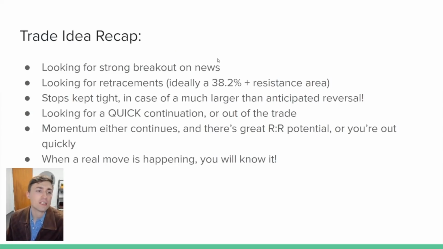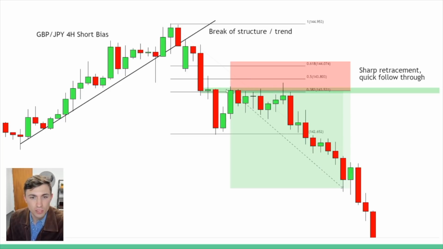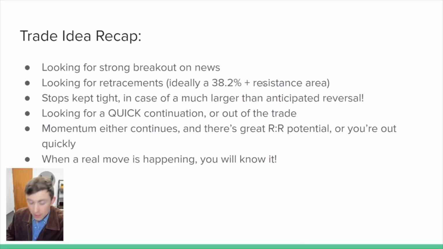So here's the trade idea recap. We're looking for a strong breakout on news. We're looking for retracements, ideally a 38.2% and a resistance area. Again, we're talking about shorting, right? So we're trying to sell into this market pressure and we're looking for pullbacks to key areas.